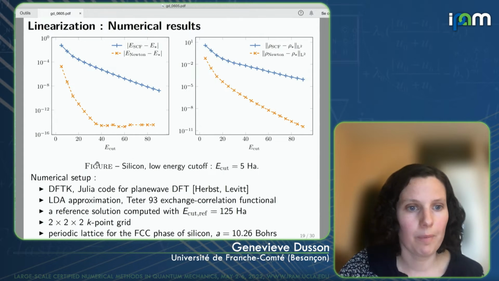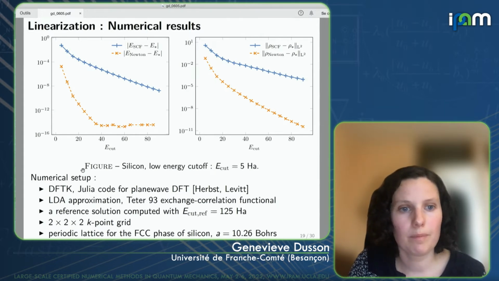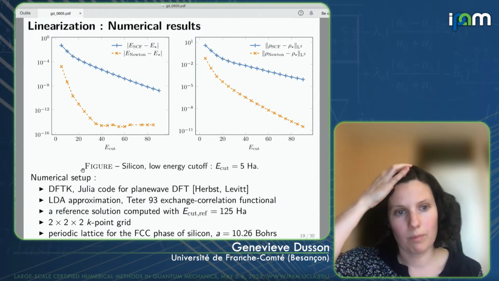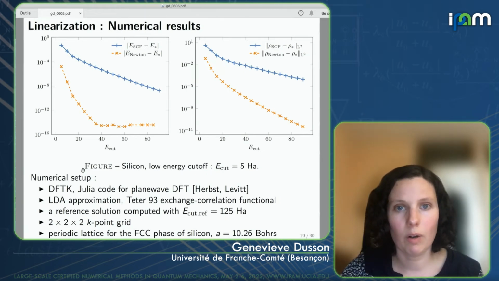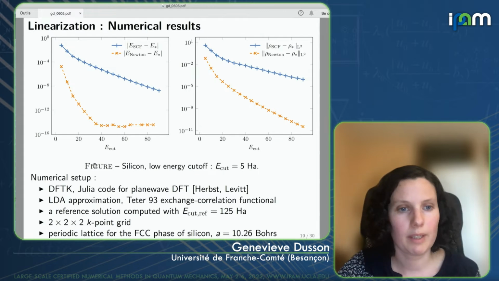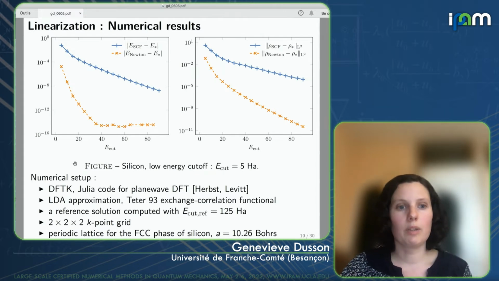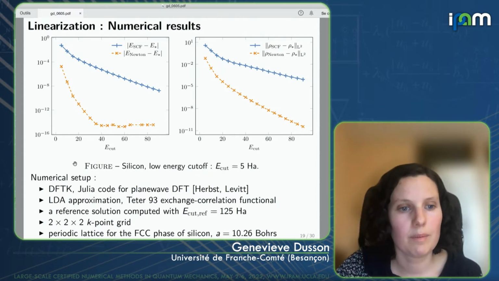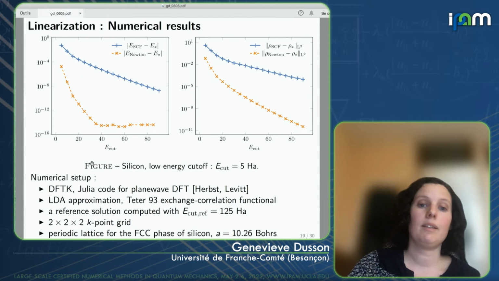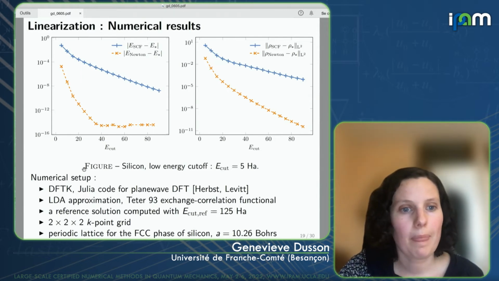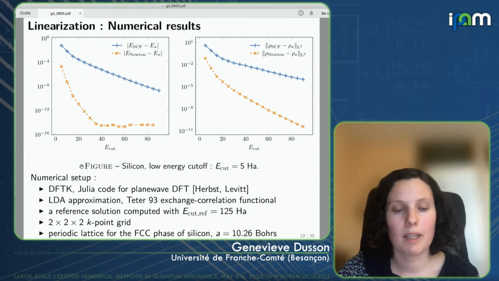And just to give you some details about the numerical setup, Gaspar did all the simulations that I will present in my talk. They were done using the DFTK software, a Julia code that runs planewave DFT, and that is mainly developed by Michael Herbst and Antoine Levitt.